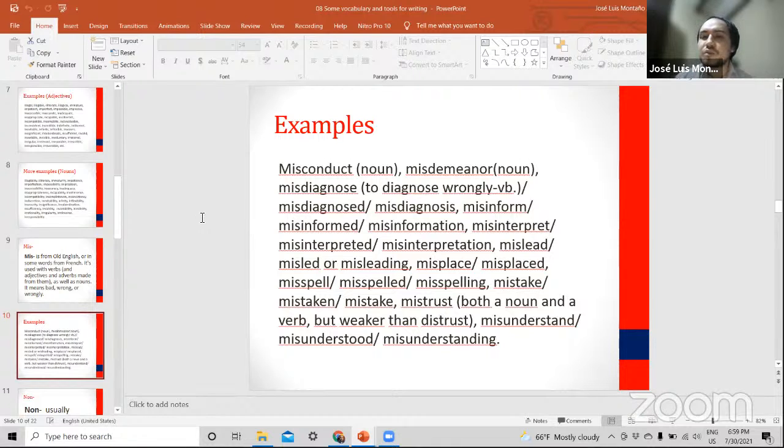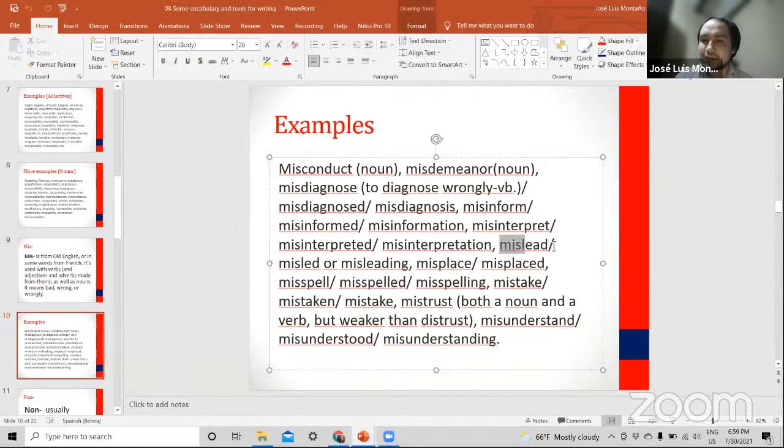So you have many options here. Misconduct, right? Misdiagnose, misinformation. That's really, really important. Okay, I'm finding the ones that you can use a lot. Misinformation, right? Misinterpreted, misinterpretation, mislead. That is very, very important. I think you can use this word a lot if you understand how to use it. All right, to mislead something, it's going to be very important.